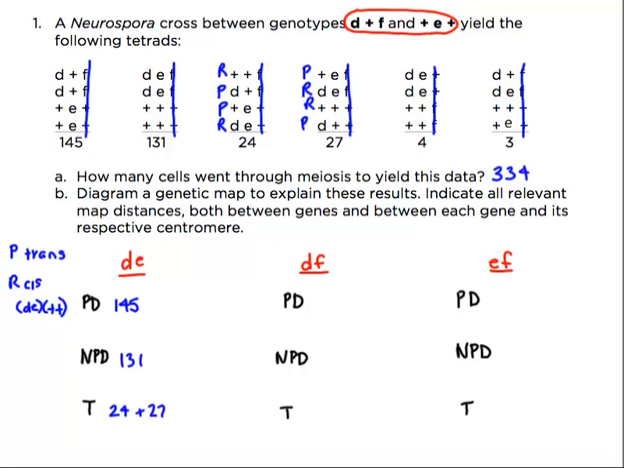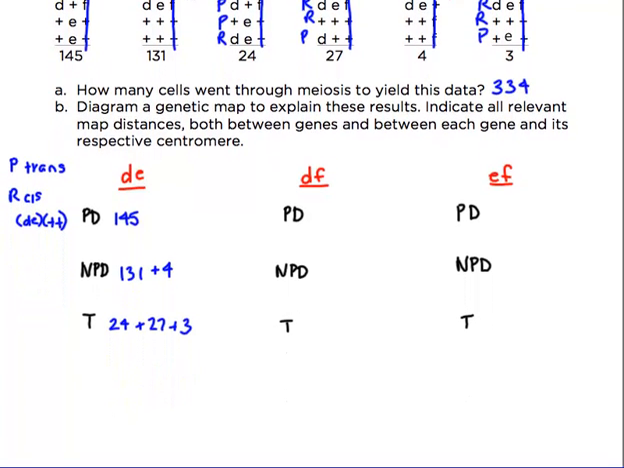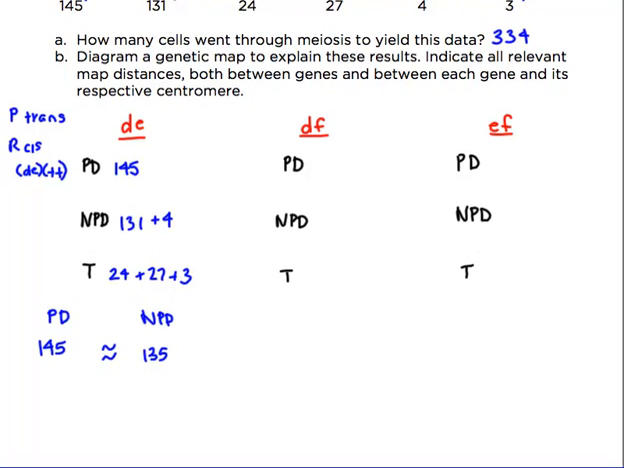Then you have cis for all 4, which is all recombinant, non-parental ditype. And then the last one, you have D plus parental, DE recombinant, recombinant parental is a tetratype again. Okay? So for these, you see that parental ditype you have 145, and for non-parental ditype you have 135. So these numbers are roughly equivalent to each other. The parental ditype isn't drastically larger than non-parental ditype. So this would indicate that D and E are unlinked.